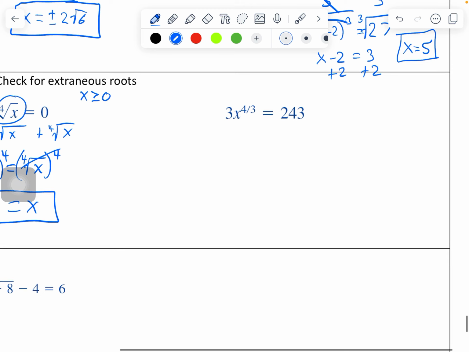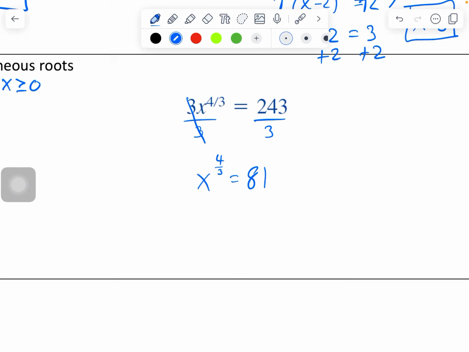Okay, here we have a mixed fraction as our exponent. So we have 3x to the 4/3 power equal to 243. So let's get rid of the 3 first. Let's move that to the other side by dividing by 3. This one, I will admit, is a little bit harder to divide by 3 by hand. But x to the 4/3 is equal to 81.